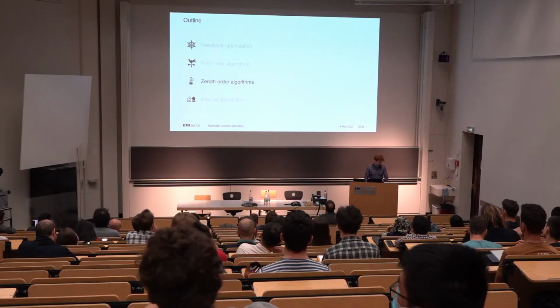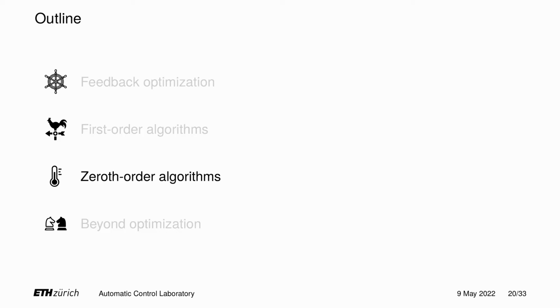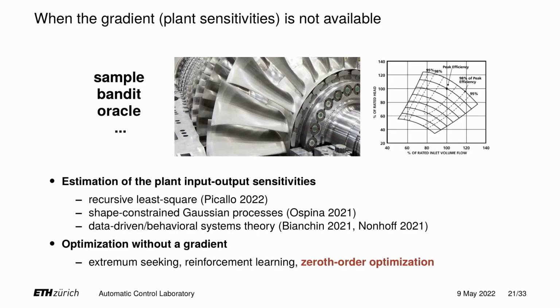Okay, so time to move to zeroth-order algorithms. When did they start? That I know more or less. 20 more minutes. How much? 20. Okay, perfect. So zeroth-order algorithms are algorithms where you don't use the gradient.